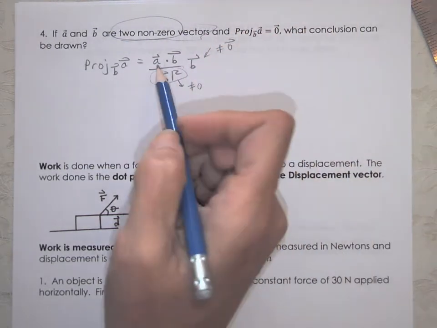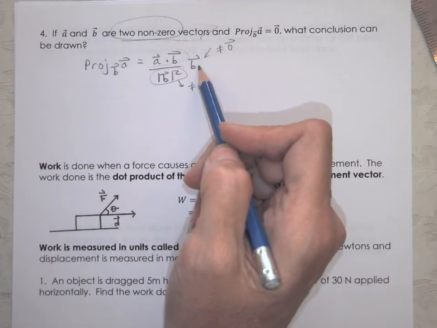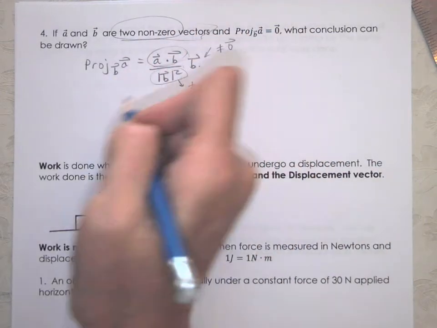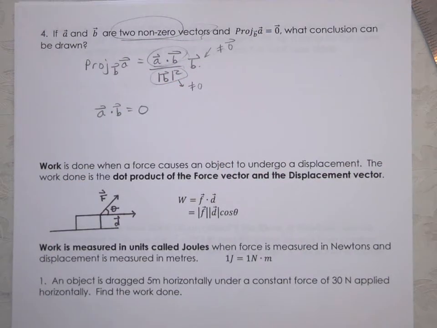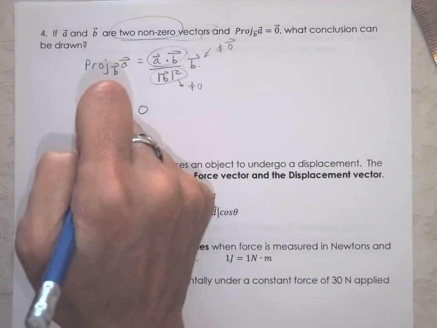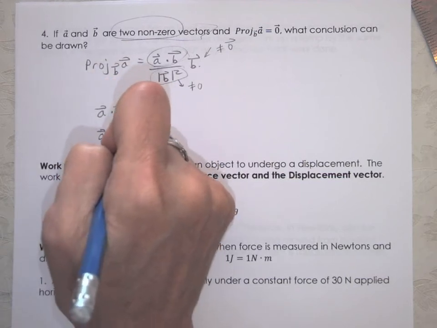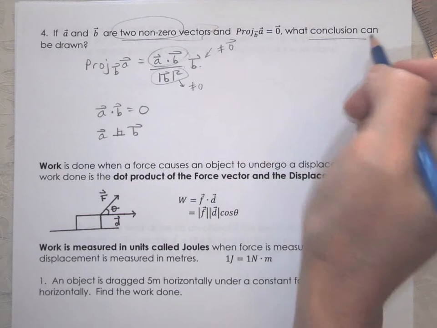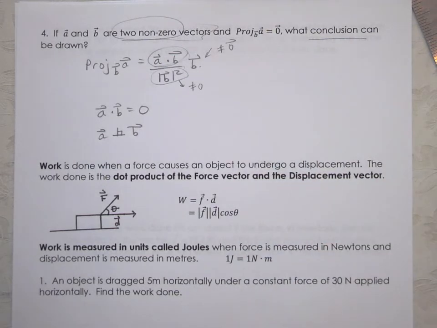So the only thing that can be 0 here, so that we get 0 times a vector, which gives us a 0 vector, is if the dot product were equal to 0. So what do we know about two vectors if their dot product must equal 0? It's that the two vectors are perpendicular to each other. So A must be perpendicular to vector B is the conclusion that you can draw. The two vectors must be perpendicular. And that makes sense here.